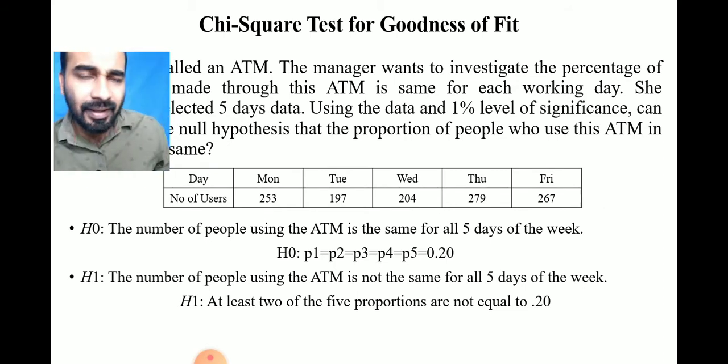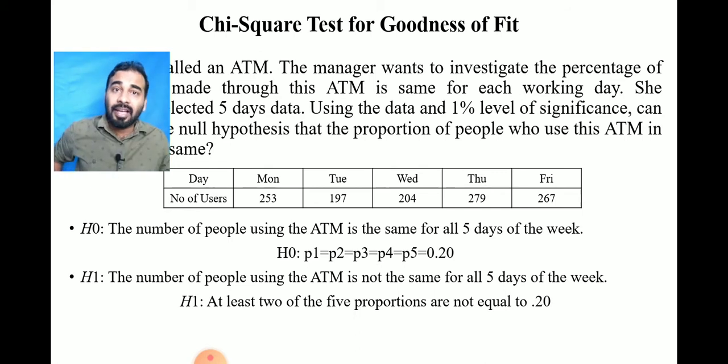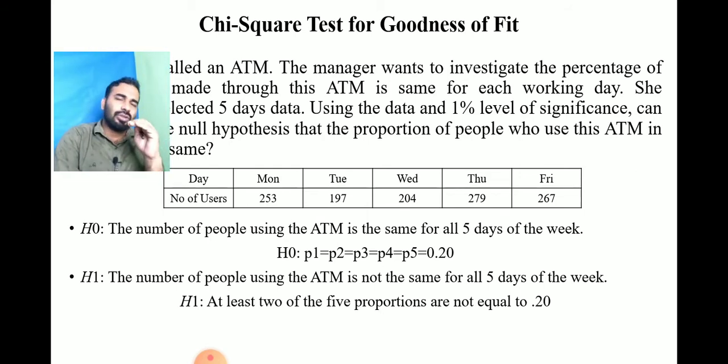Okay, then what is our alternate hypothesis? At least one of these 5 proportions is not equal to 0.2. That would be our alternative hypothesis. Clear? Yes.